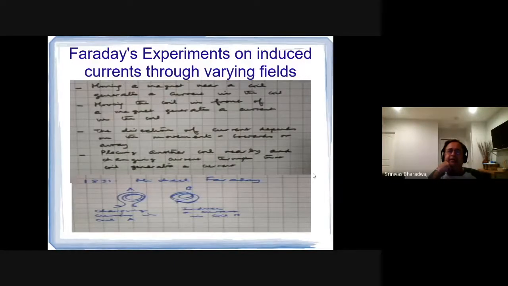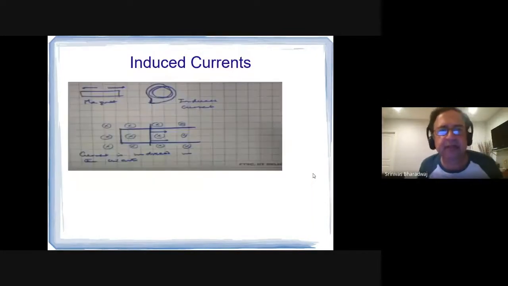Moving a magnet near a coil generates a current in the coil. Moving the coil in front of a magnet also generates a current in the coil. You move the magnet or you move the coil, either causes a current. The direction of current depends on the movement towards or away. Placing another coil nearby and changing the current also generates a current. These are what are called induced currents.